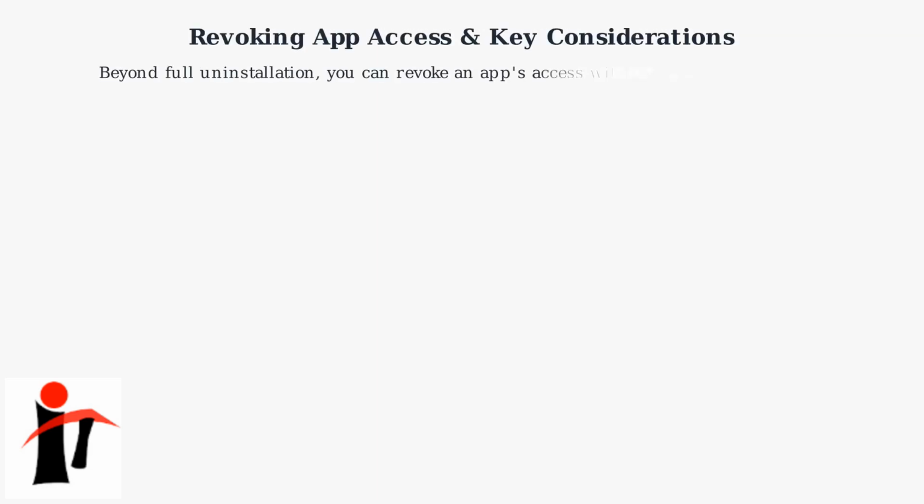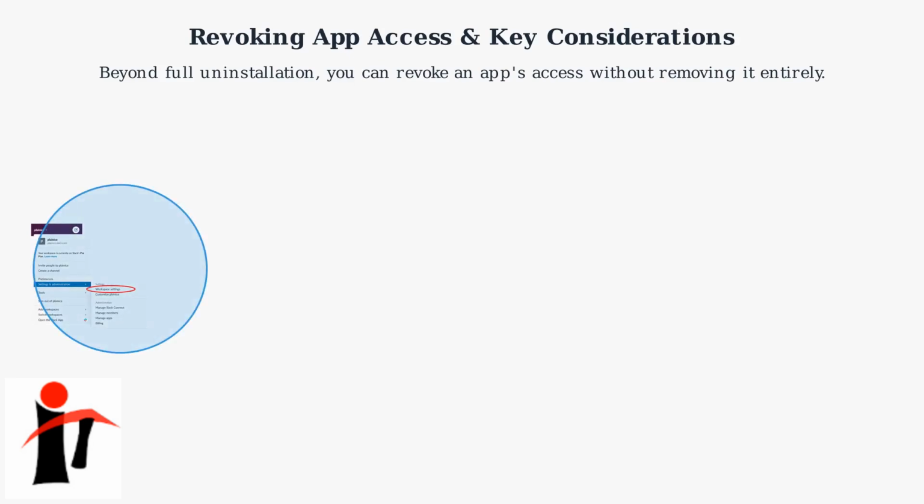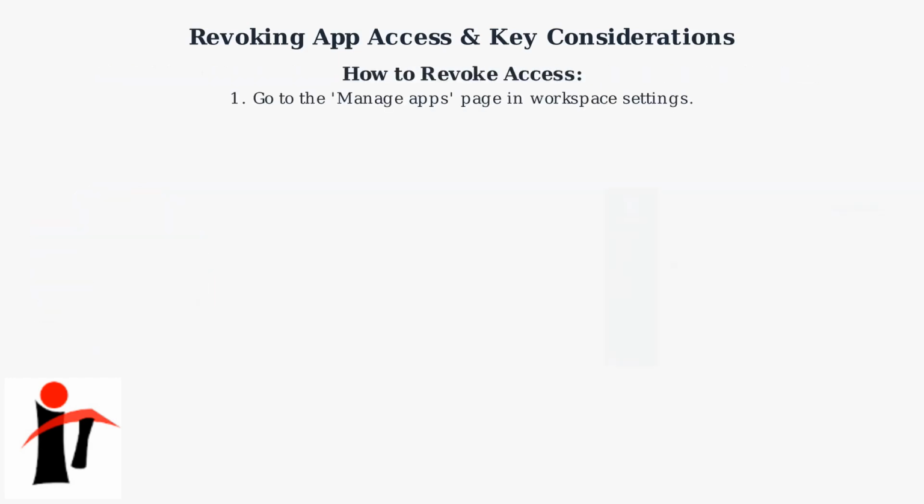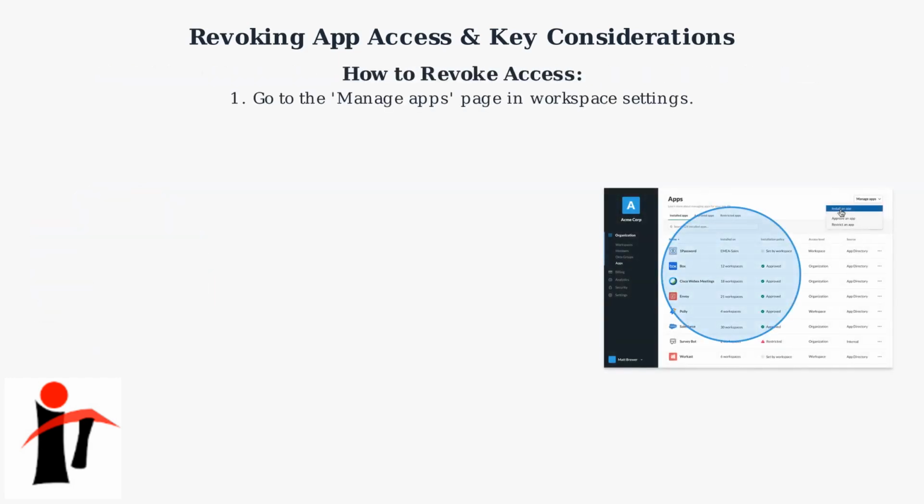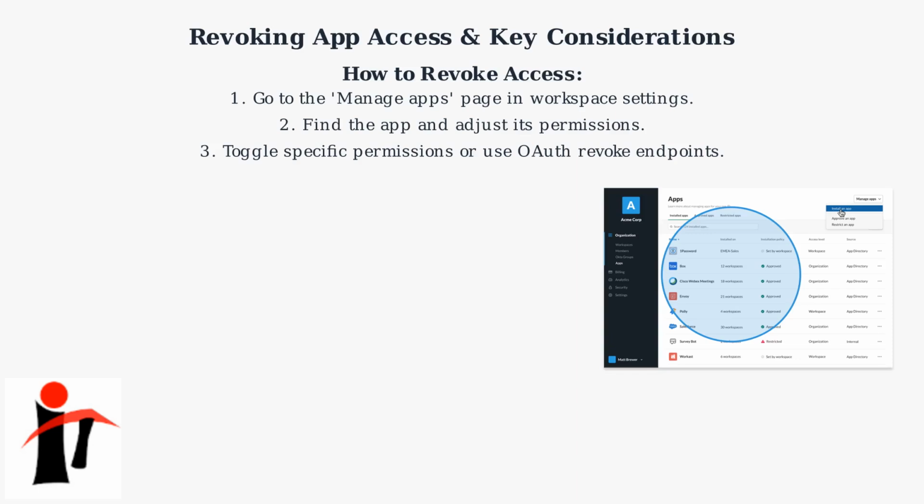Beyond uninstallation, you can also revoke an app's access without fully removing it. This is useful for troubleshooting or temporarily limiting an app's capabilities. To revoke access, navigate to the same Manage Apps page we used for uninstallation. Once there, find the specific app and adjust its permissions.